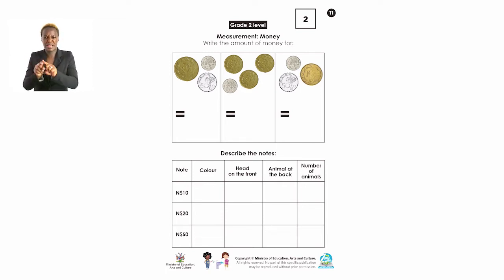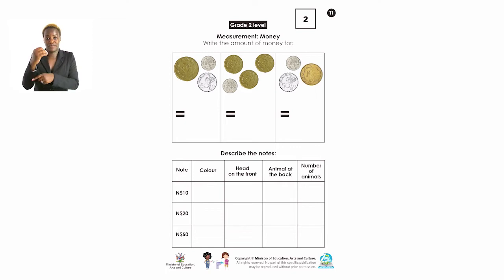What color is the $20 note? Whose head is on the $20 note? The animal at the back. You have to name for me the animal at the back, whether it's a zebra or a kudu or a chicken or so on. You have to name for me the animal that is on the back of the notes, as well as the number of the animals. How many animals are there? Is it only one, or are there more than one animal? You have to indicate for me the number there, as well as the $50 note.